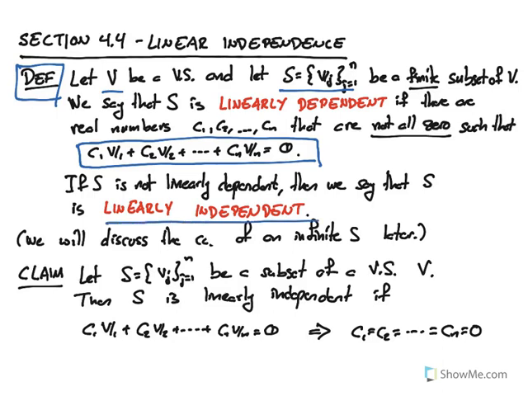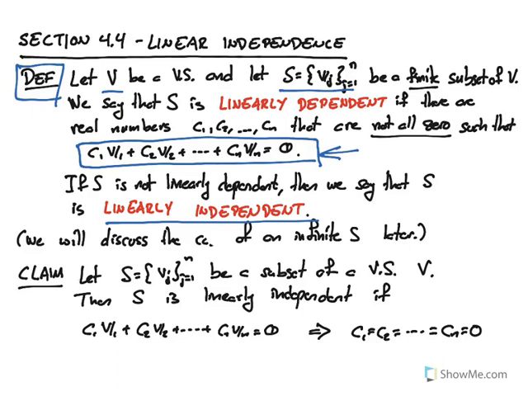So this is an either-or property. Given any set in a vector space, it's either linearly dependent or it's linearly independent. And it's linearly dependent precisely if you can form these non-trivial linear combinations to form 0.